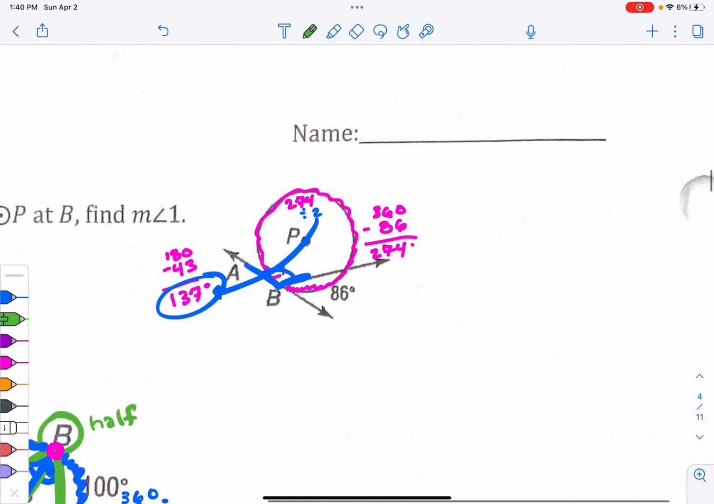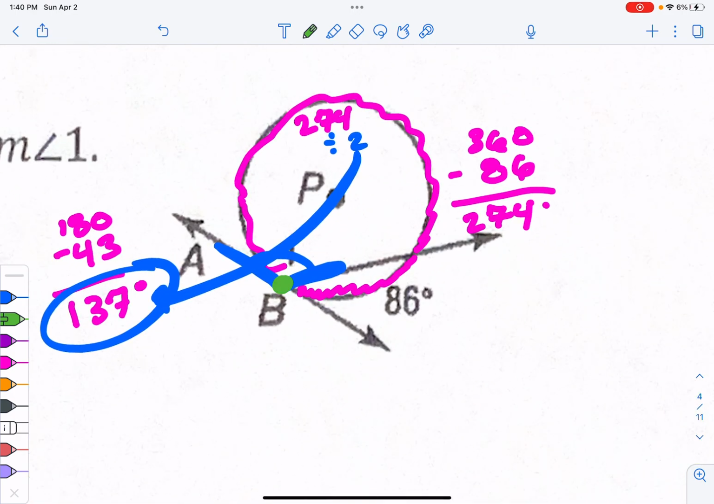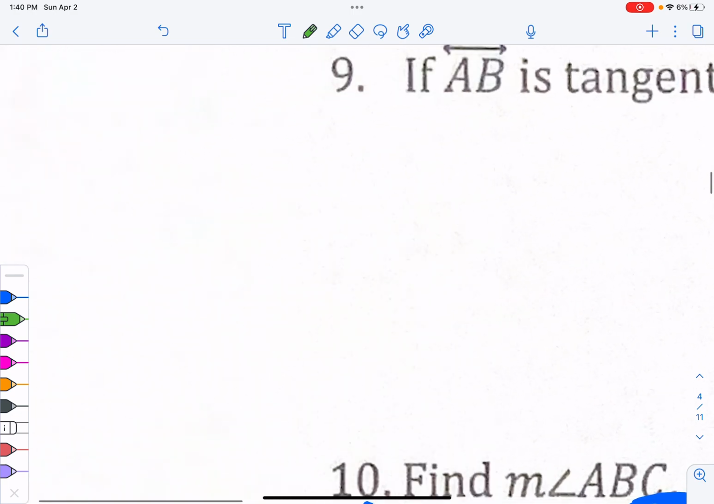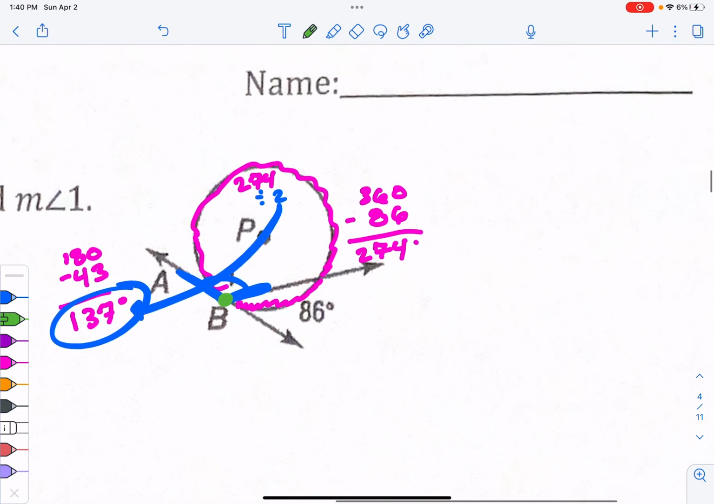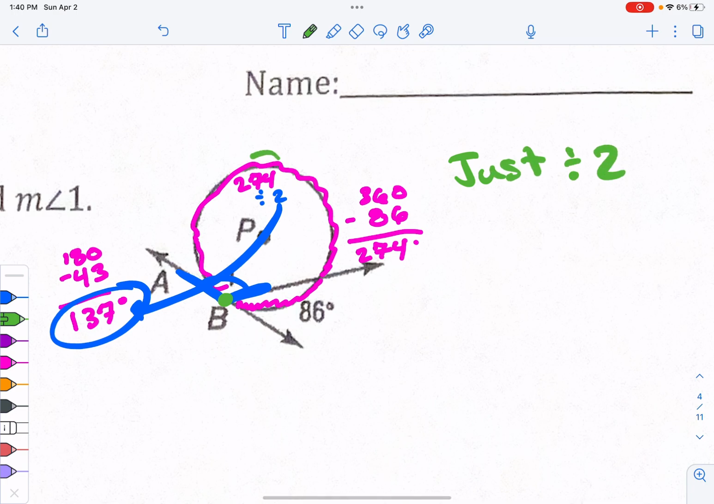This one right here, where you have it touching the circle like that, is just divide by 2. I don't know if I wrote that anywhere. Yeah, so just divide by 2 on that value. Like the 274 divided by 2, or the 86, you just divide that by 2.